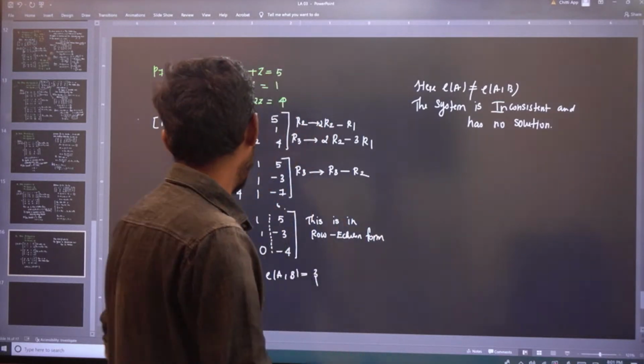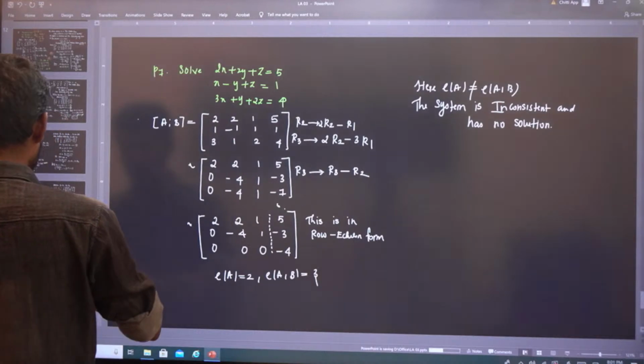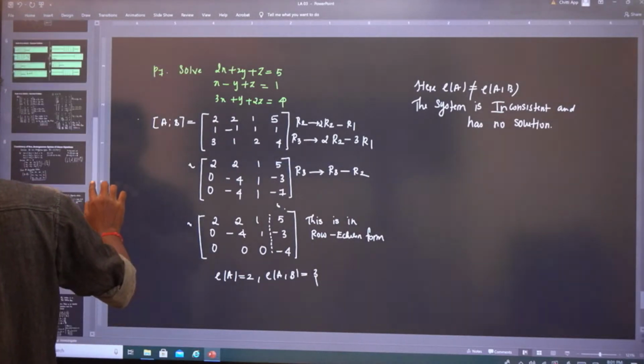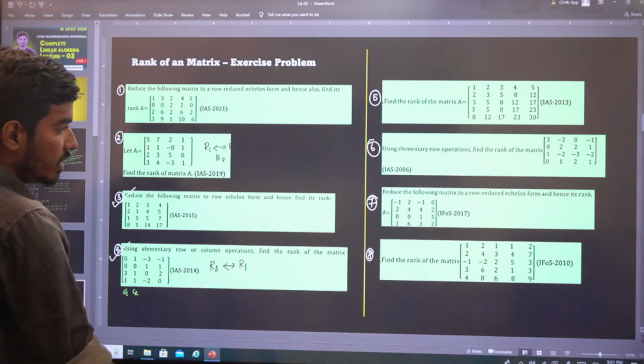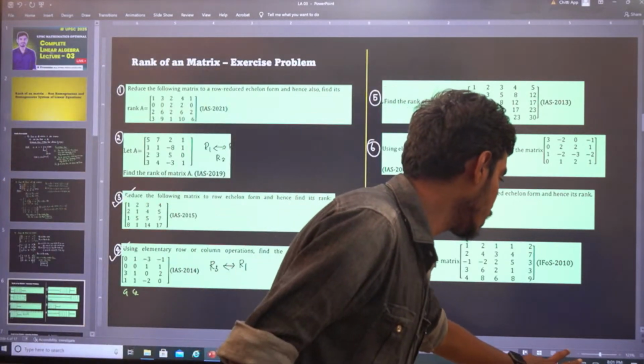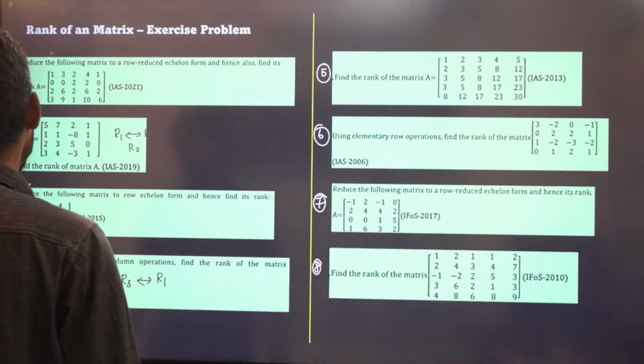Right. So in this class, what we have done is we have started with rank of a matrix. I have given you 8 exercise problems. Take a screenshot of this, take a screenshot now. So practice these 8 problems. I have done 2 problems in class itself.